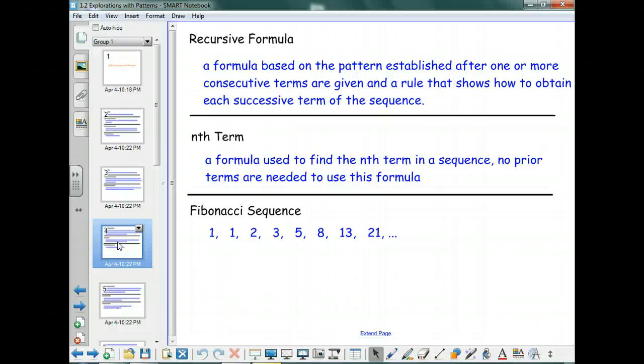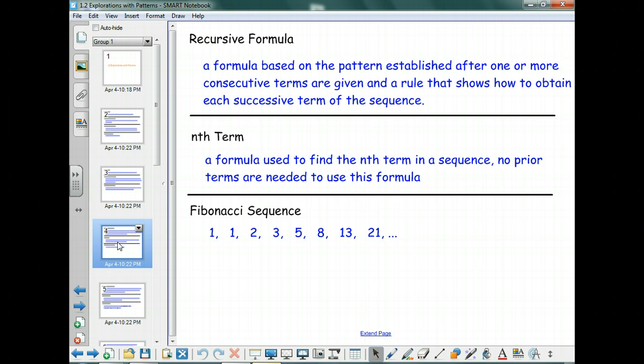The nth term formula is a formula used to find the nth term in a sequence when no prior terms are needed. That's a different way of thinking about a formula. Okay, so a recursive formula needs the first term to generate what's going on. An nth term formula, if you will, is more like what you did when you worked with equations. Right? Given an equation, it doesn't matter what number you could have had to start with. All you got to know is what's x, you put the x in, you get out a number. Right? That's more what you've been doing more recently.